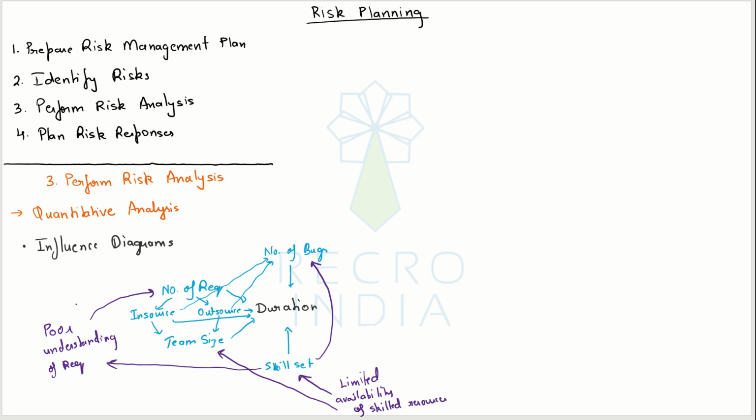Then there could be another risk, say for example, poor job satisfaction. Poor job satisfaction can lead to higher attrition rate, which means my team size can fluctuate, impacting the duration.